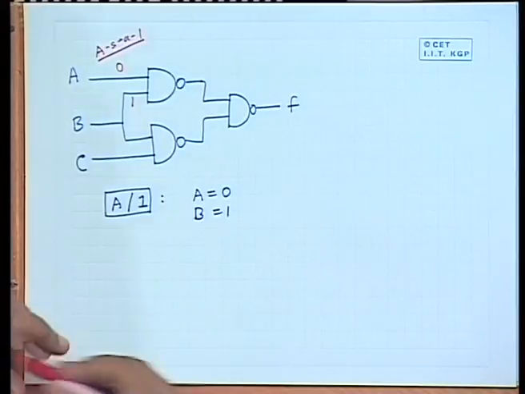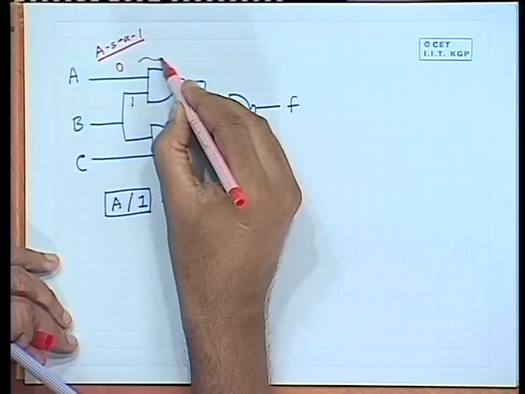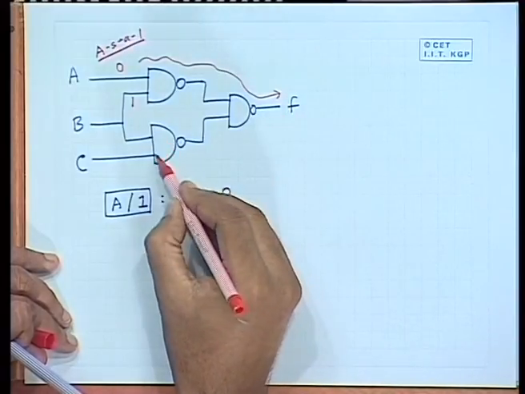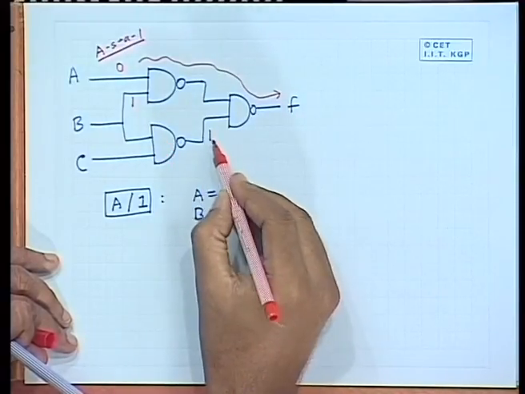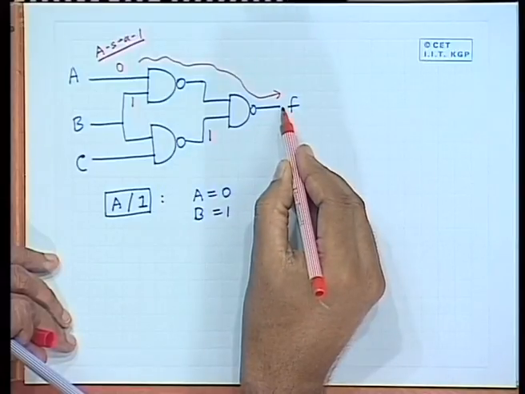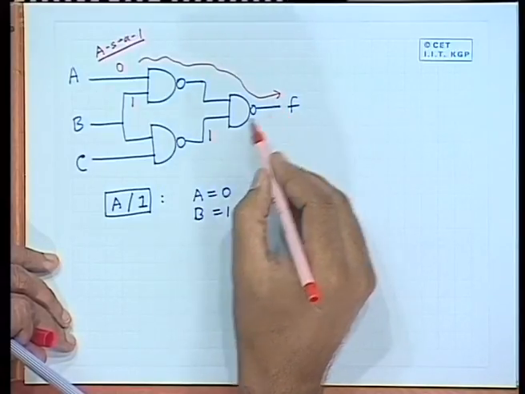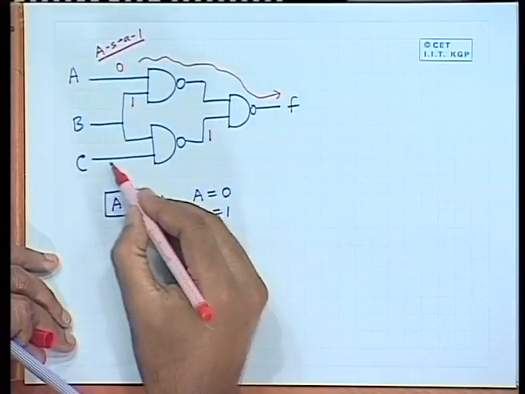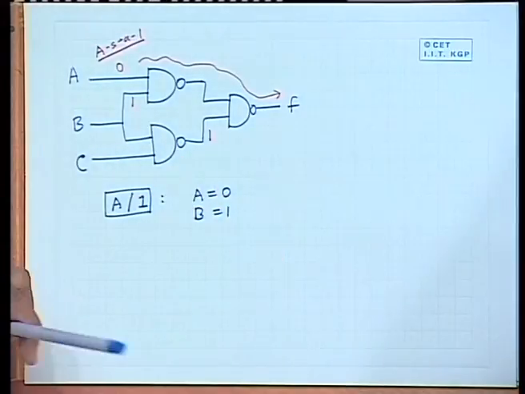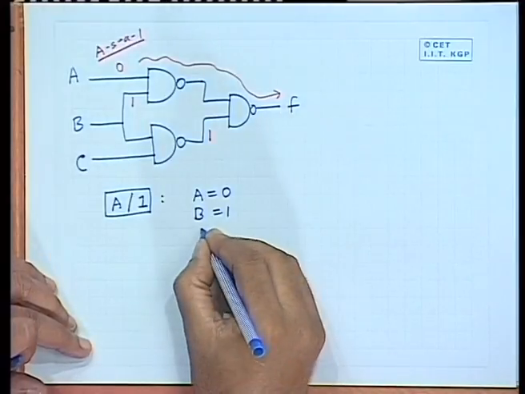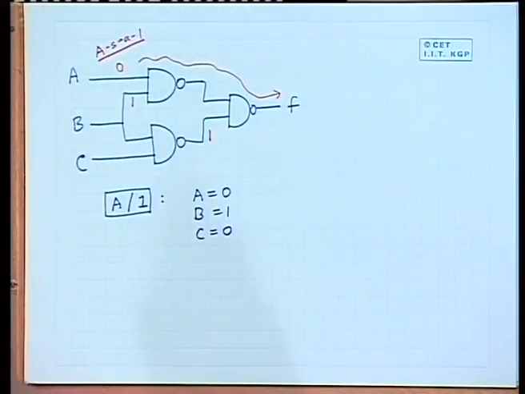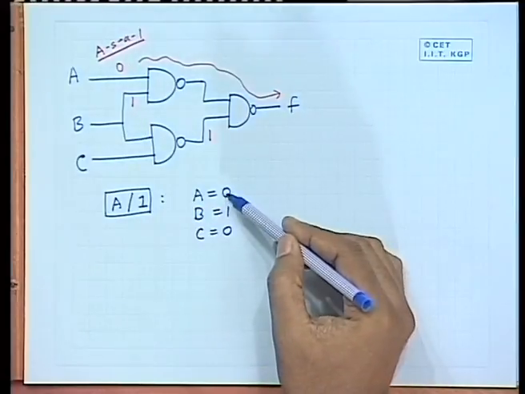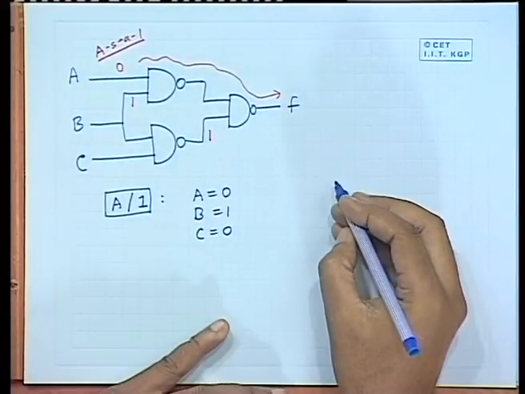Now, again the effect of the fault we are trying to propagate through this path. So, the output of this NAND gate must be at 1, because if it is 0, F will again always be at 1, there will be no change. So, in order to make it 1, C must be 0. So, to detect A stuck at 1, I have to apply this input vector.